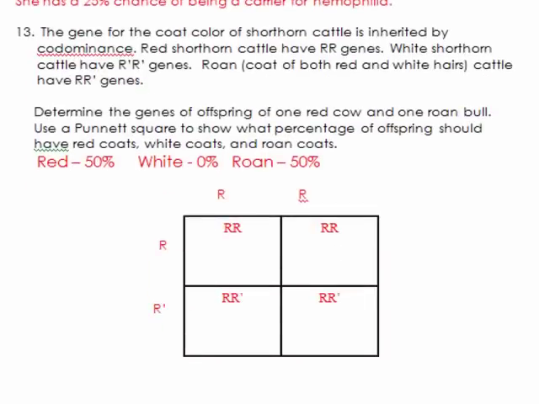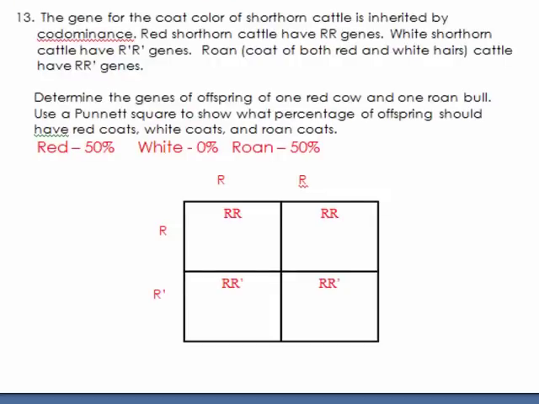The gene for the coat color in shorthorn cattle is inherited by codominance. Red shorthorn cattle have RR genes, while white shorthorn cattle have R'R' genes. Roan cattle have RR' genes. Determine the genes of an offspring of one red cow and one roan bull. Use a Punnett square to show what percentage of offspring should have red coats, white coats, and roan coats.